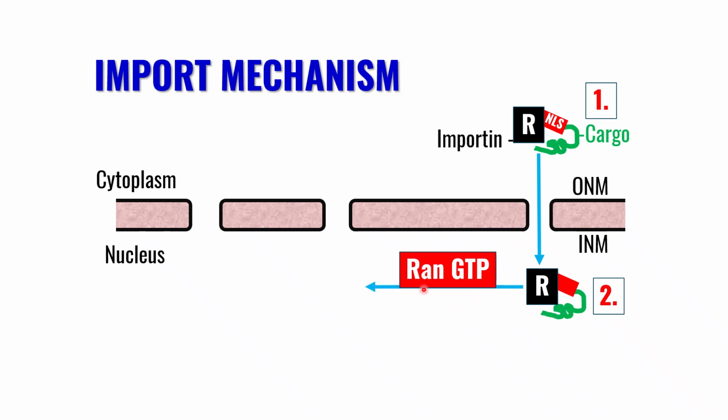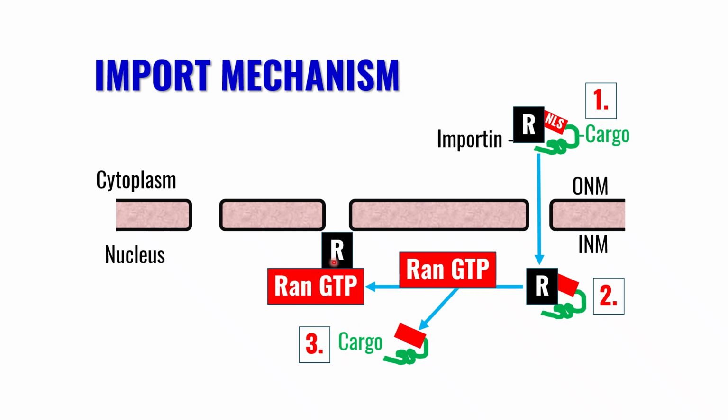It has high affinity for the receptor, thereby releasing the cargo protein. The cargo protein is fully folded. There is no need for further folding of this protein. It is functional. The second point is that the localization sequence is retained in the protein. It is not deleted like in any other protein. So Ran-GTP forms a complex with the receptor.